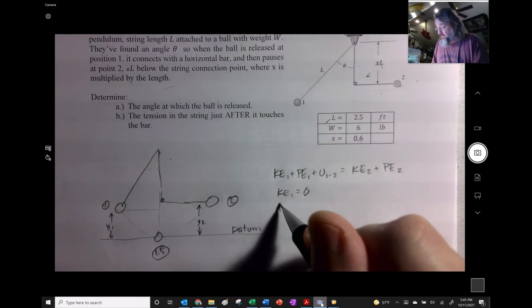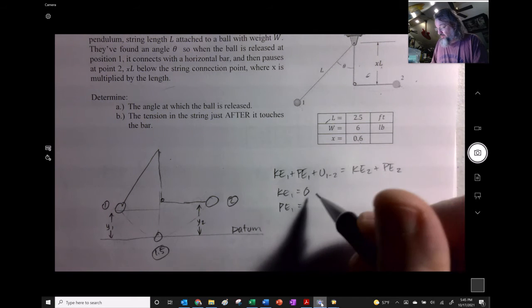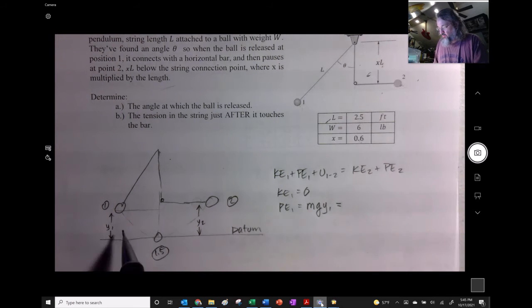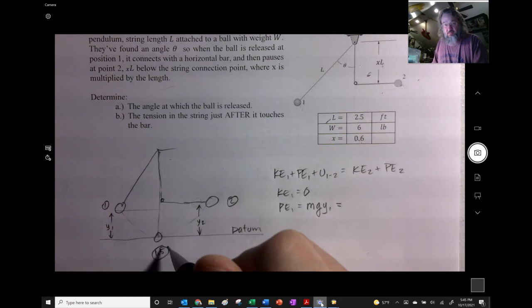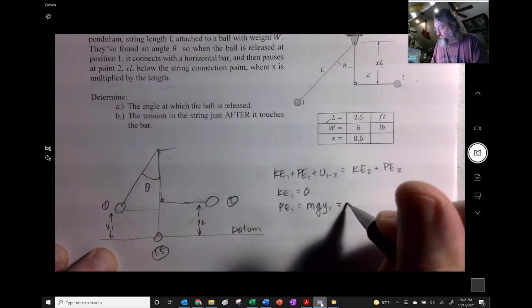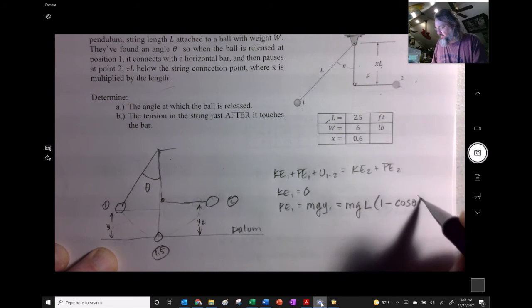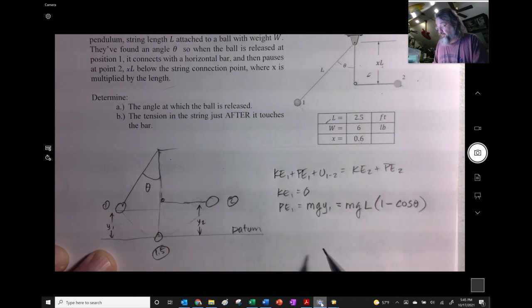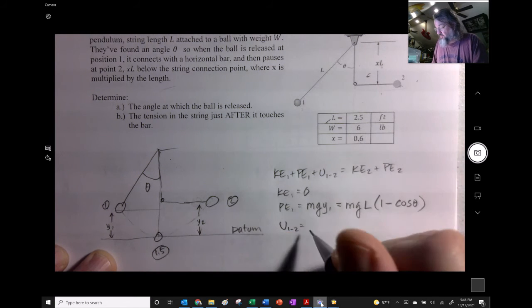It starts out at 0. PE1, well, there are no springs, so the only thing here is Y1, right? So it's going to be the mass times gravity times Y1. Well, what is Y1 from right here? First off, this is L, from here to here, that entire length. So if this is theta right here, Y1 is going to be L times 1 minus the cosine of theta. We had an example problem like this, with that kind of geometry. And then there's no work being done between states 1 and 2, no losses.